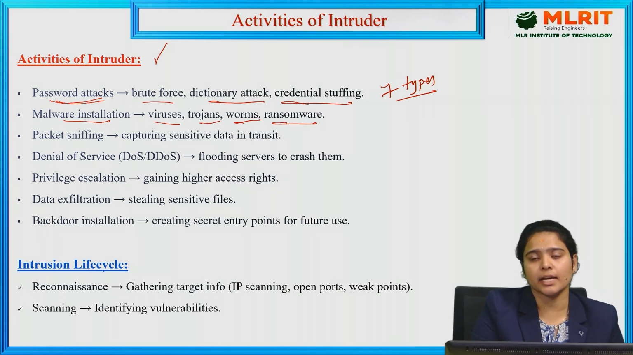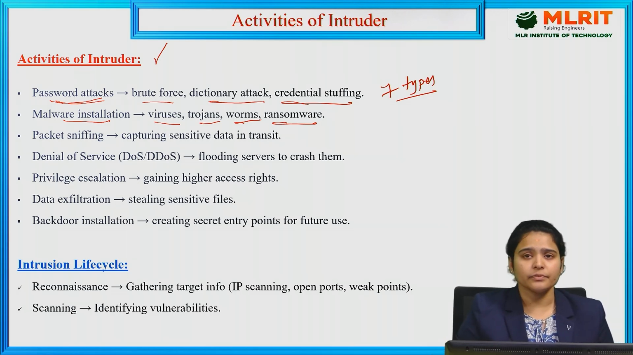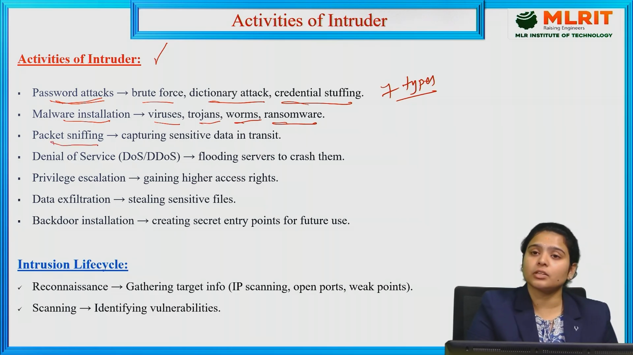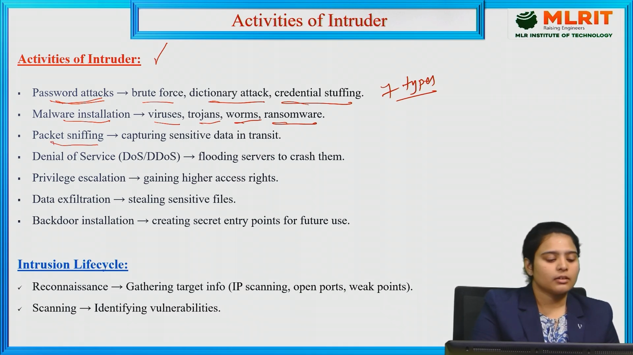Malware is nothing but a malicious piece of software which is injected into our systems, such as ransomware or worms. Worms work without human interaction, meaning the system gets infected without any human involvement. The next one is packet sniffing. Packet sniffing is nothing but capturing mainly sensitive data.